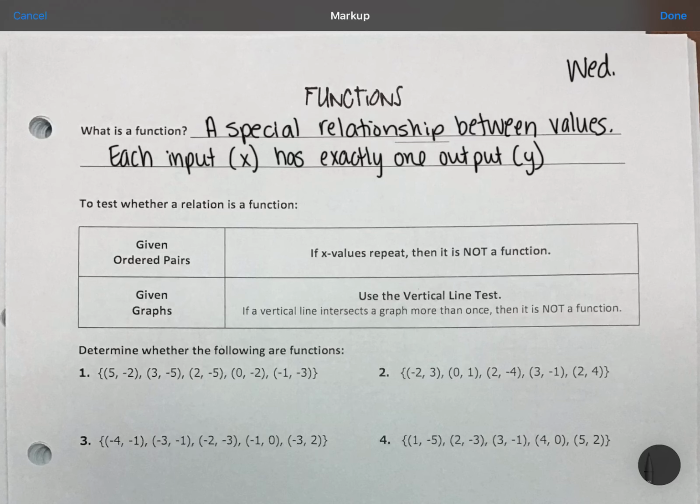So how do we determine if a relation, remember a relation is a set of ordered pairs, is a function? How do I know if the set of ordered pairs, which is a relation, is a function?